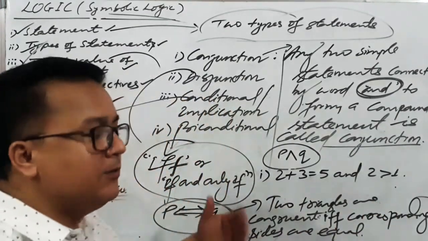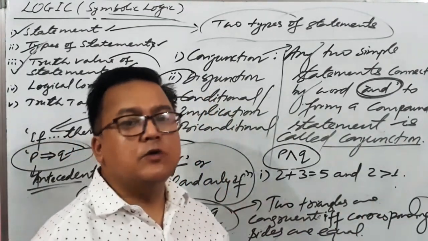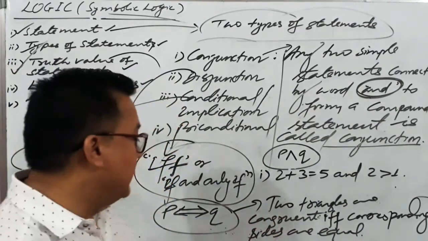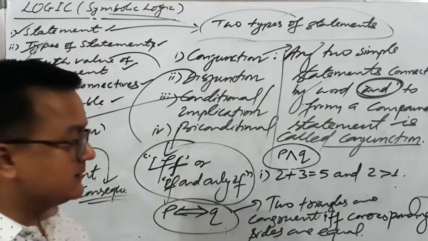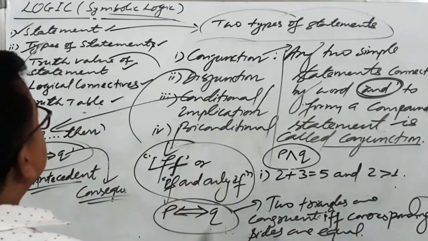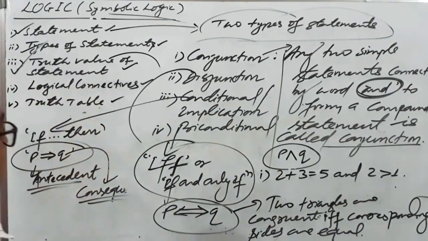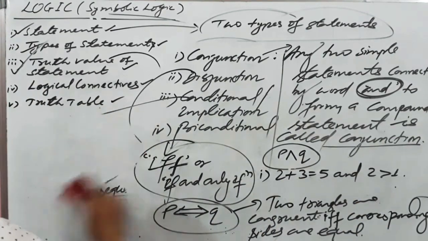So you may give any examples, whether true or false, it doesn't matter. In this way you can provide them, where P and Q are the simple statements, right? So I guess you are clear about the conjunction, disjunction, conditional, and biconditional. So once again, let's summarize.